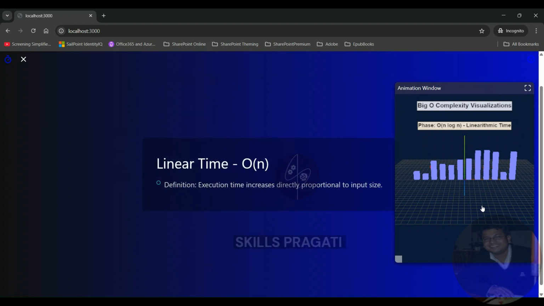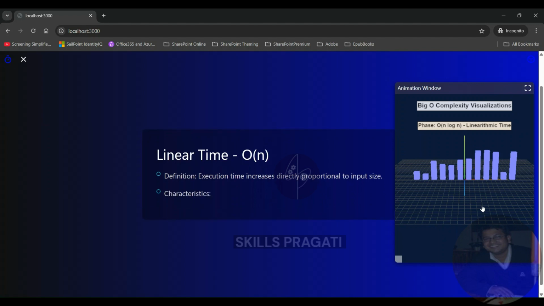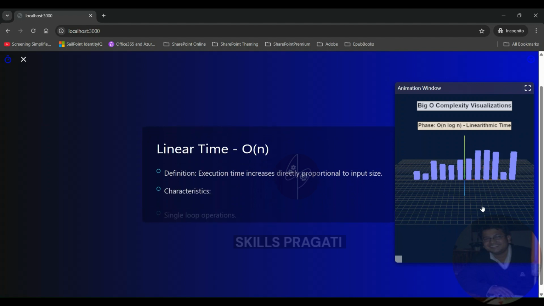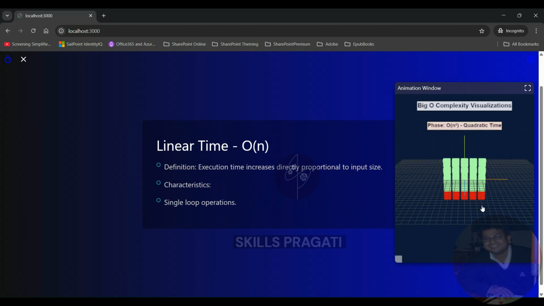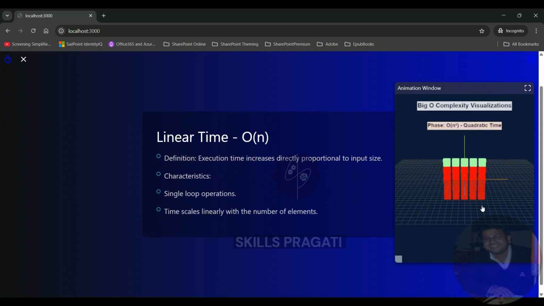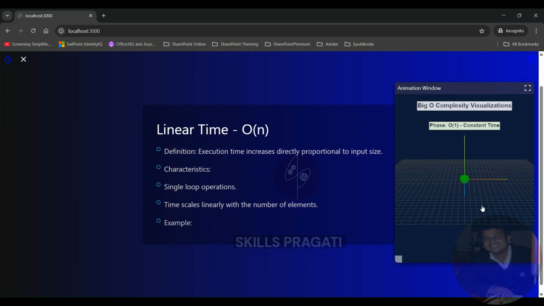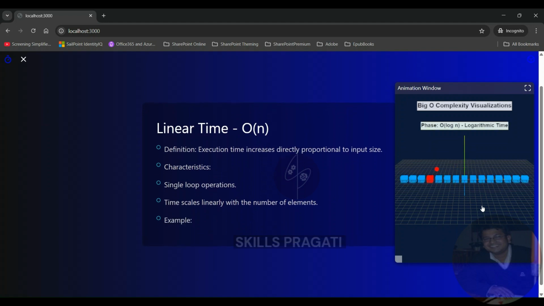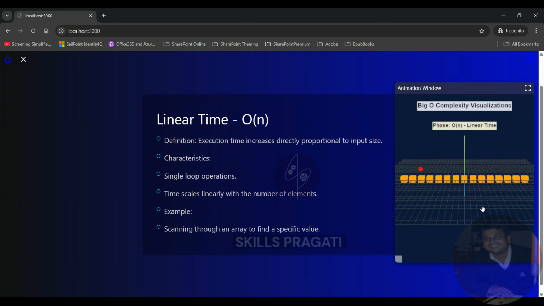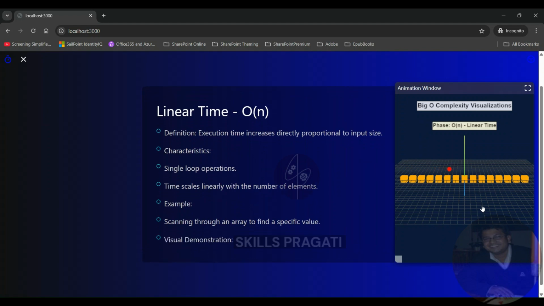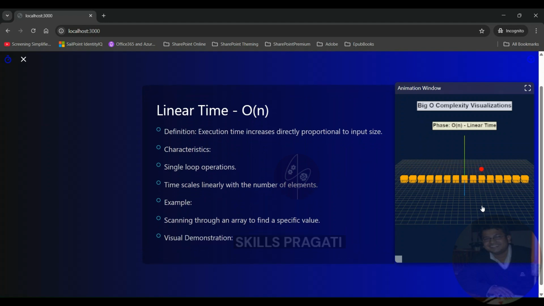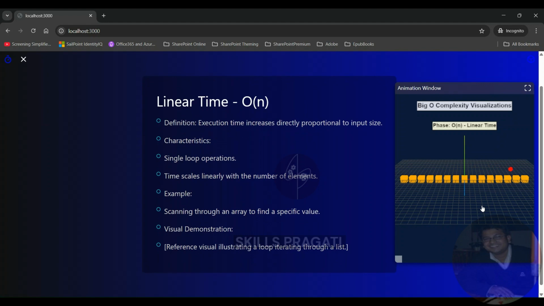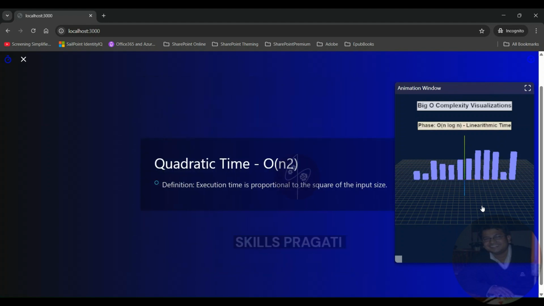Next, we have linear time complexity, or O(n). Here, the execution time increases directly proportional to the input size. This is typical in operations that involve a single loop, such as scanning through an array to find a specific value. As the number of elements increases, the number of operations grows linearly. On the slide, you'll see a visual that illustrates a loop iterating through a list.